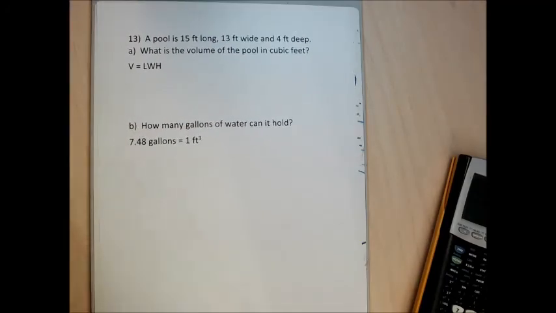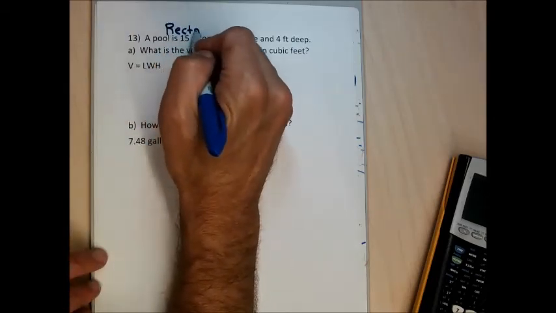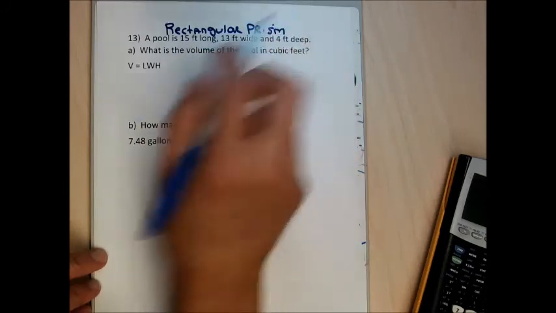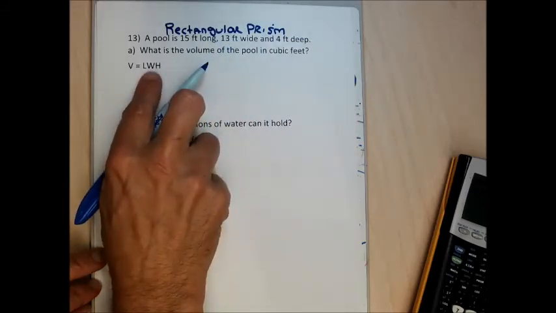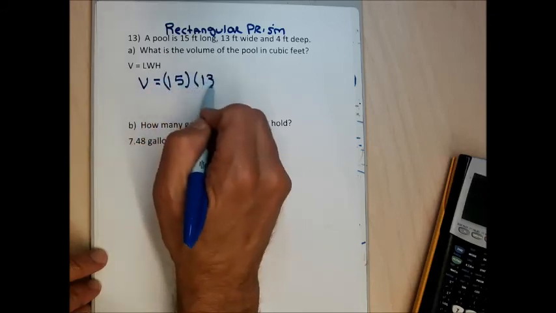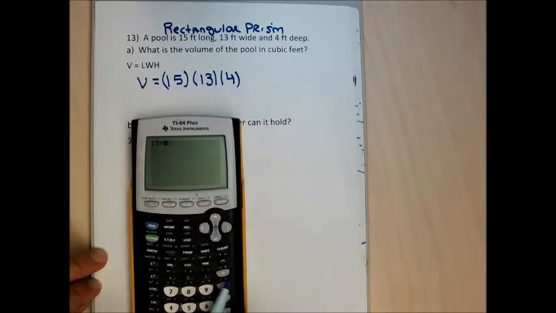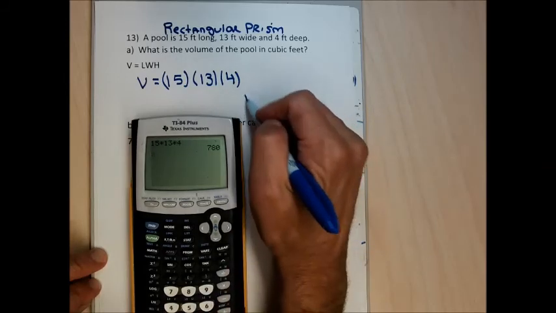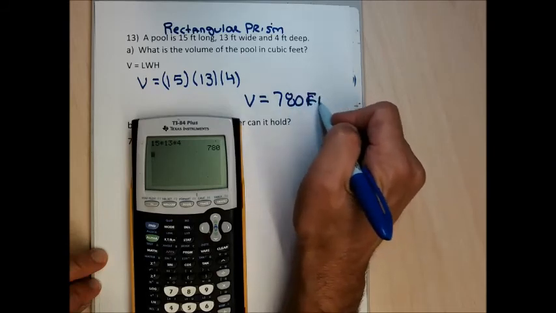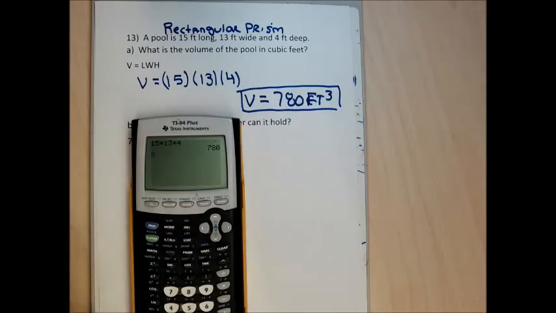For 13, I have a pool that I'm assuming is a rectangular prism. And in part A, I'm asked to find the volume of that pool. To find the volume of a pool or a rectangular prism, you multiply the 3 numbers, the length, the width, and the height, in any order. So I'm going to multiply the 15, the 13, and the 4, get a number, then I'll attach my units. It's volume, so I get cubic units. The numerical part for problem A is 780, and my units are going to be cubic feet. So the answer to part A, the volume of this pool in cubic feet, is 780 cubic feet.